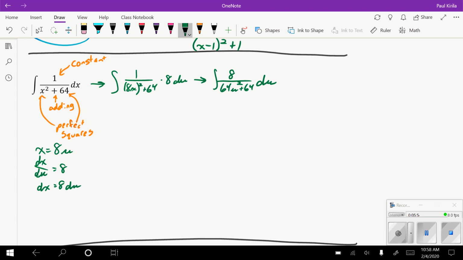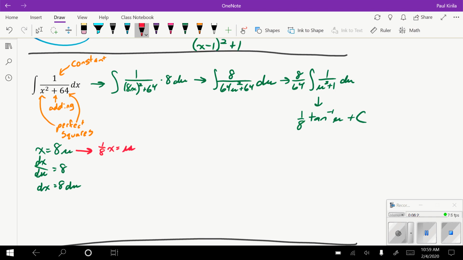I can factor out an 8 on the top. I can factor out a 64 on the bottom. So I have 8 over 64 times the integral of 1 over u squared plus 1 du, which now gives me the antiderivative being inverse tangent of u plus c. But then I have to replace the u. Well, I said x equals 8u, which means that 1/8 x is equal to u. So I have 1/8 inverse tangent of 1/8 x plus c.